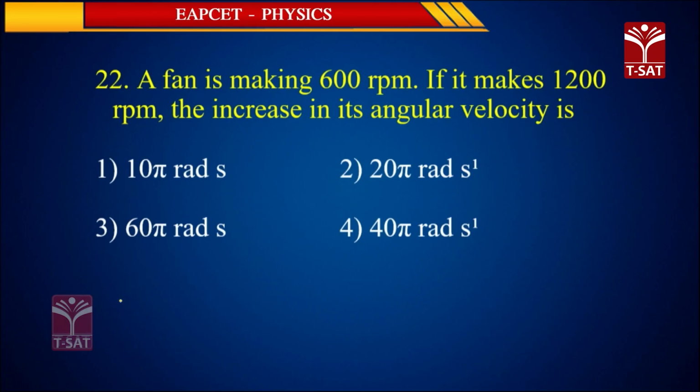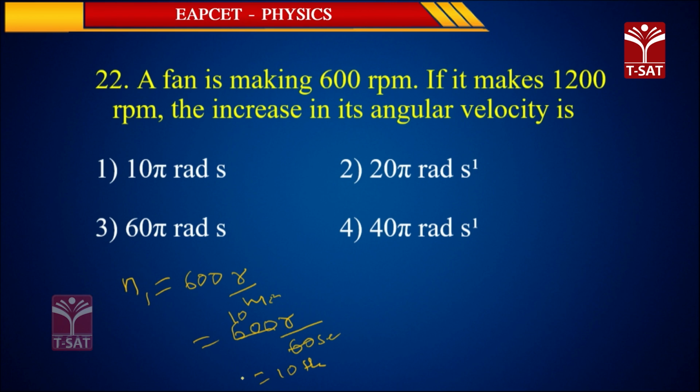N1 is equal to how much given, children? Here 600 rpm, rotation per minute. But what should we do? We should find it in rotation per second. 600 rotation per minute, 1 minute how many seconds? 60 seconds. Okay, children, therefore this is 10. N1 is equal to 10. N1 is equal to 10 hertz, children.